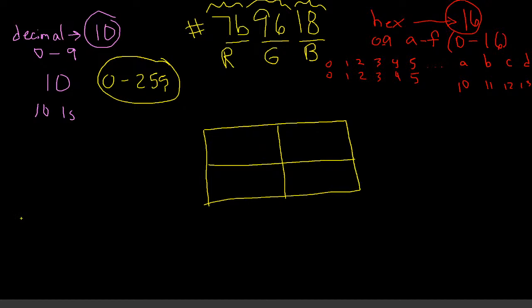Just like when we're dealing with decimal, our first place is 10 to the 0, then 10 to the 1, 10 squared, because that's ones, tens, and hundreds. In hexadecimal, it's similar, but since we're base 16, we're using everything based on the number 16. So our first place is 16 to the 0, and our second place is 16 to the 1.